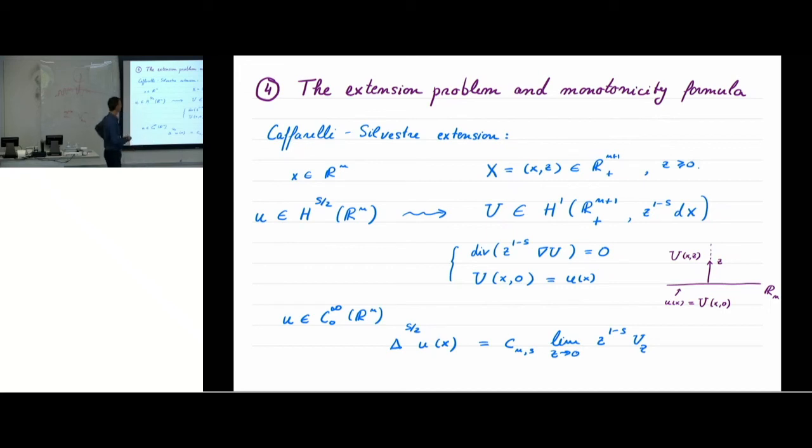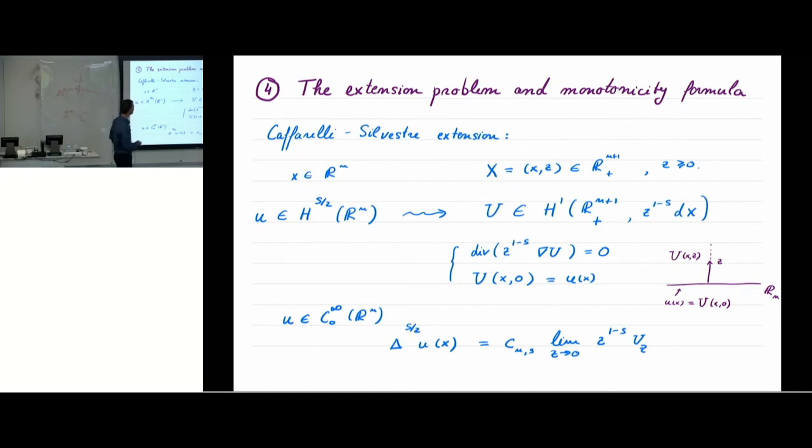So the Caffarelli-Silvestre extension that you already saw says that if I have a function in a fractional Sobolev space, I can sort of realize the fractional Laplacian by extending the function one dimension higher. I add to R^n another dimension, a new variable that I call z.